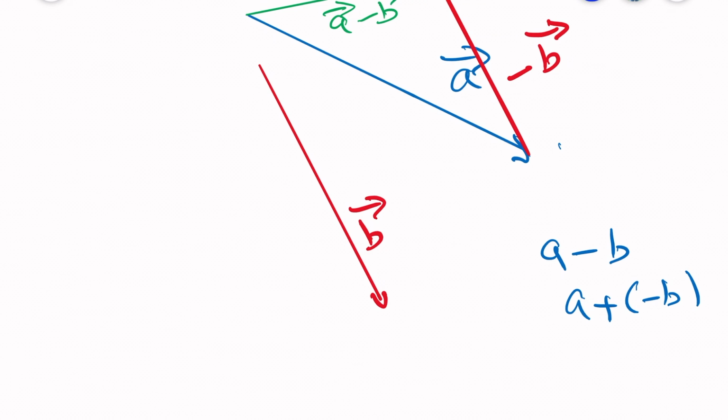So, the point here is very simple. Whenever you have to subtract vectors, you take the second vector, convert it to negative by changing its direction, and then you can basically find out the value of A minus B.